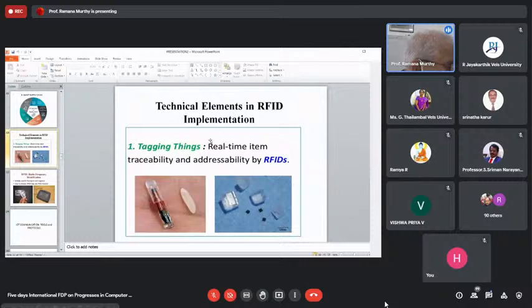When people are borrowing books, we keep an RFID tag on every book, and immediately the borrower's name and identity will be recorded there, if they provide the identity card of the respective organization. Now, the technical element in RFID implementation is basically a real-time item which will trace and attain the address of the person. So RFID tagging is required.